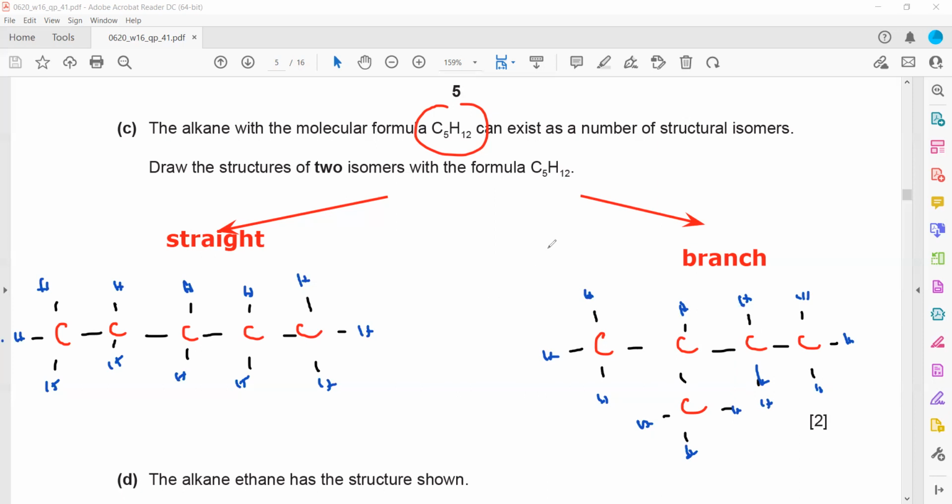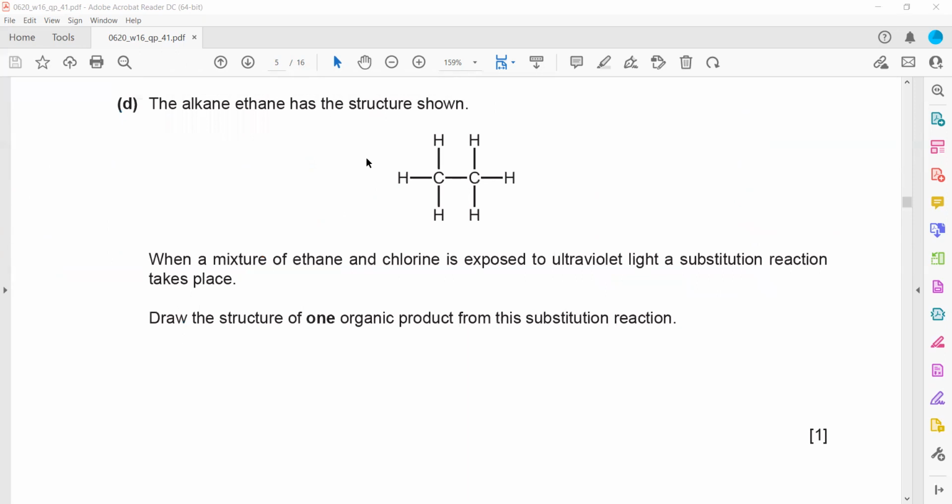Alkanes. Ethane has a structure as shown. When a mixture of ethane and chlorine is exposed to ultraviolet radiation, a substitution reaction occurs. Give one organic product. Look what happened. If we have ethane, it reacts with chlorine. Chlorine is Cl2.